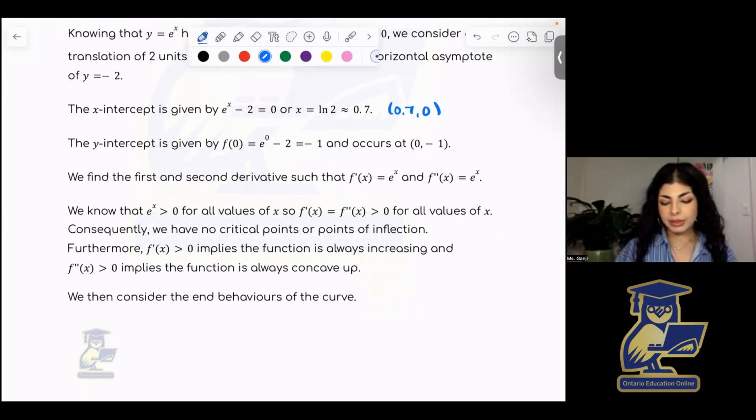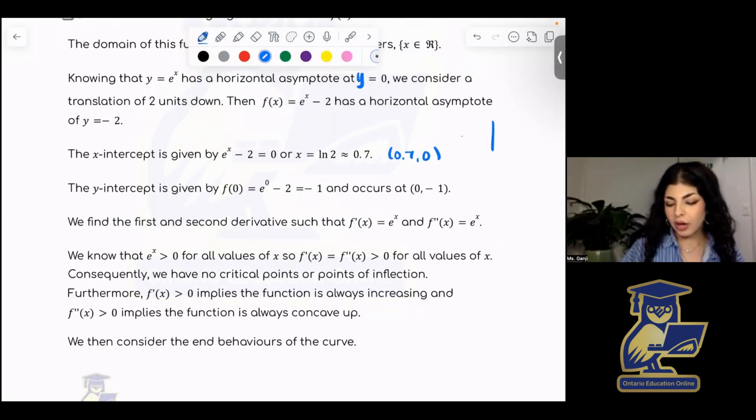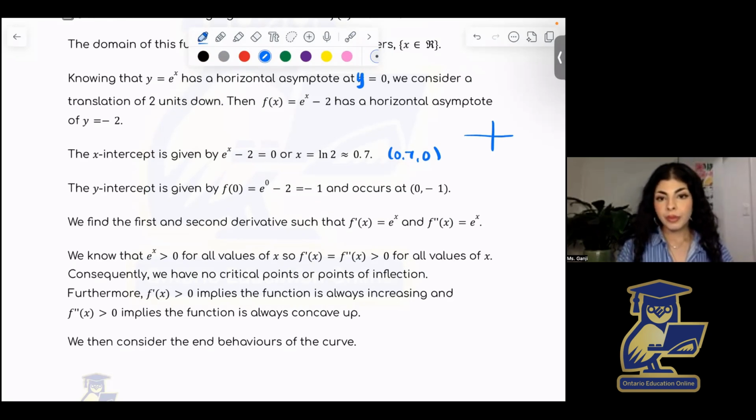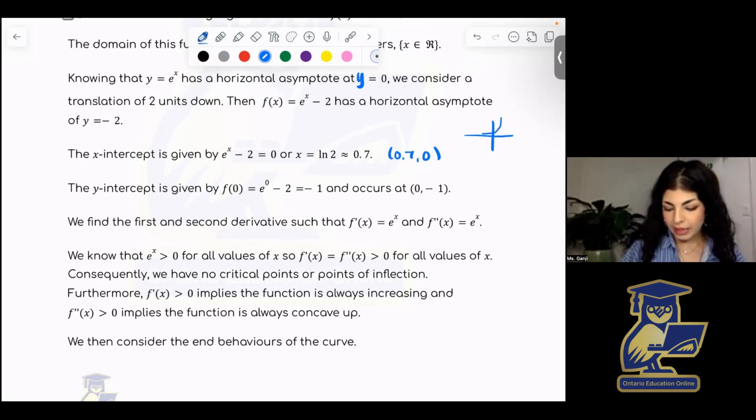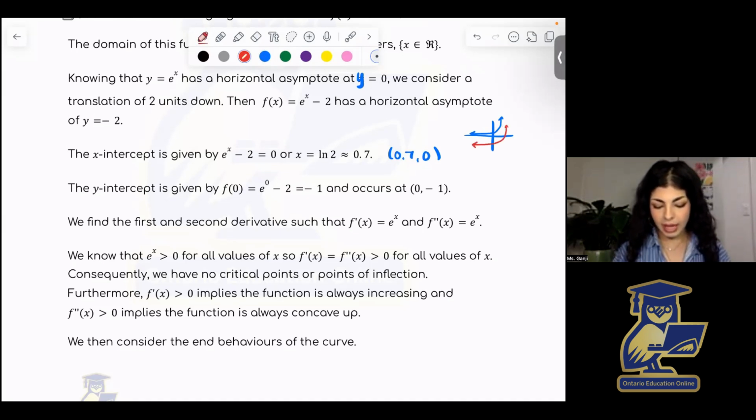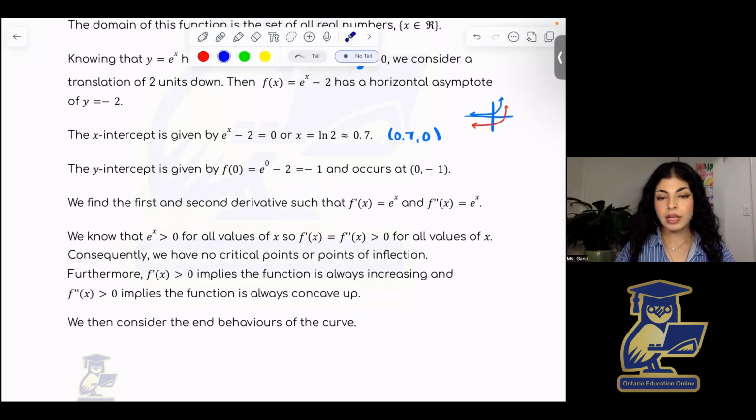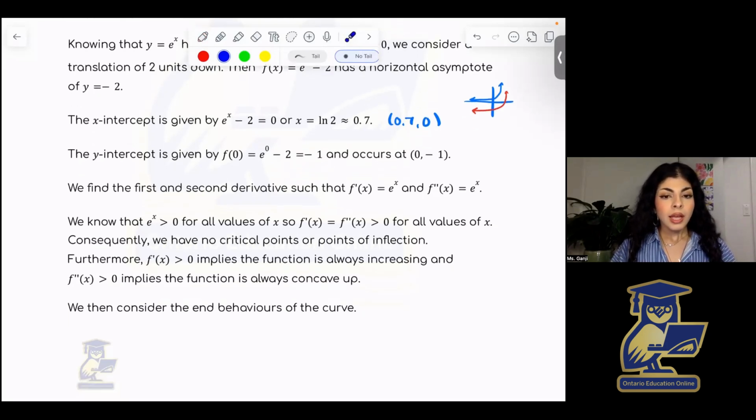And that's kind of what we would expect anyways, right? So given our curve, which we know would look something like this, now when we translate this 2 units down, we just expect it to look something like this. So that means we don't have any minimum or maximum values, and we don't have any change in concavity. And that's exactly what we're seeing here. So no critical points from the first derivative and no points of inflection from the second derivative.